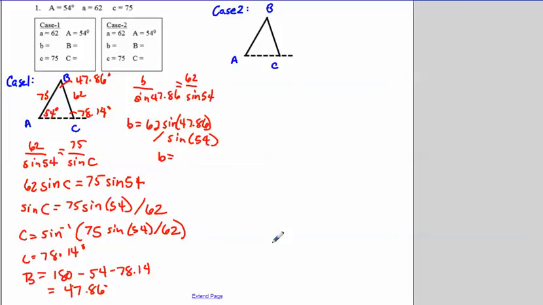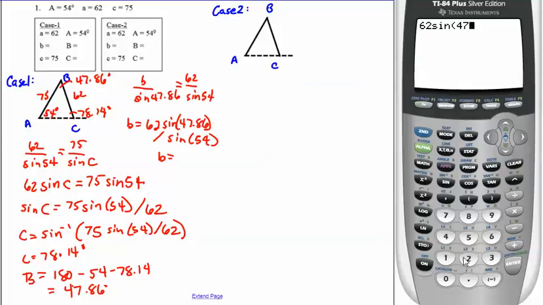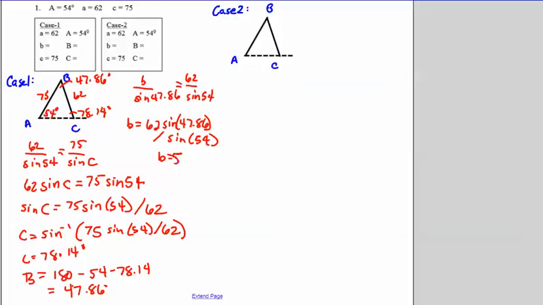Okay, and let's type that in and see what we get. 62 sine 47.86 divided by sine 54. And we have 56.83. So that's this side right here.